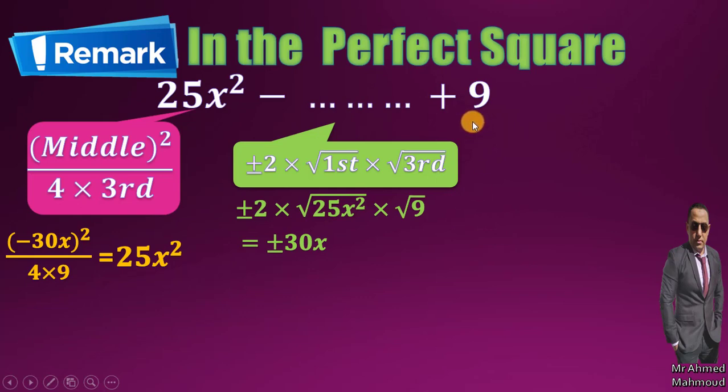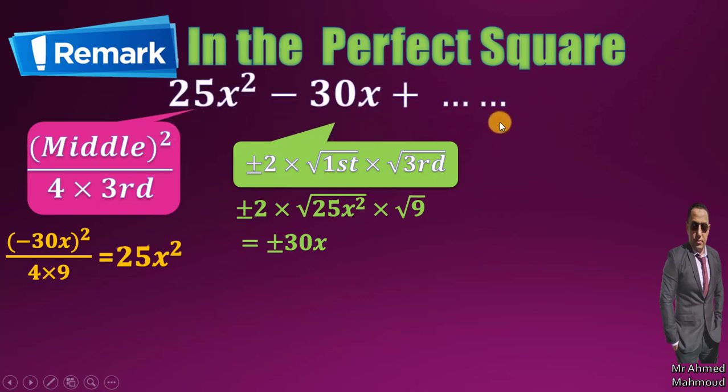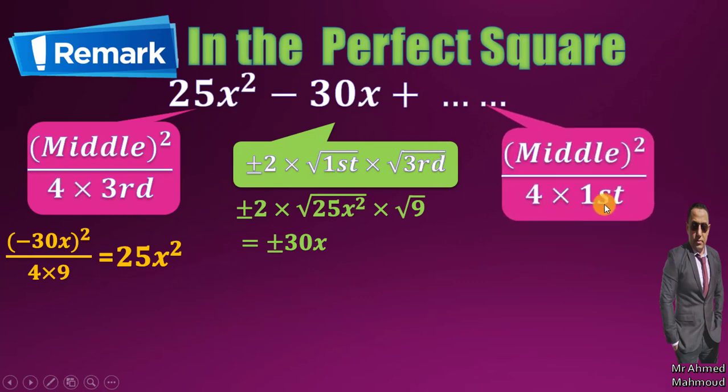What if I need the third term? The third term has a rule also, looks like the rule of the first. It is the middle to the power of 2 over 4 times the first. So it is negative 30x all to the power of 2 over 4 times 25x to the power of 2. Okay, 30 to the power of 2 over 4 times 25 equals 9.